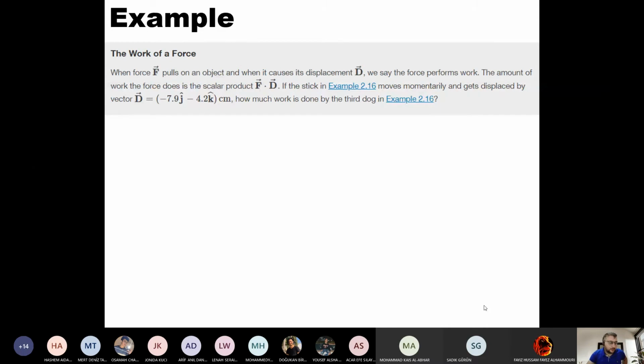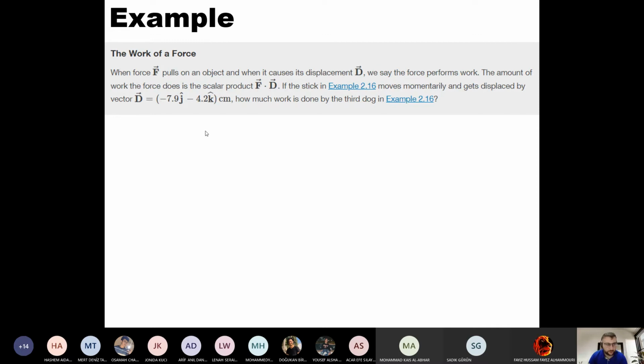For example, when force F pulls on an object and causes its displacement D, we say the force performs work. The amount of work the force does is the scalar product F dot D. The displacement D is given as minus 7.9 J hat minus 4.2 K hat centimeter. How much work is done by the third force?